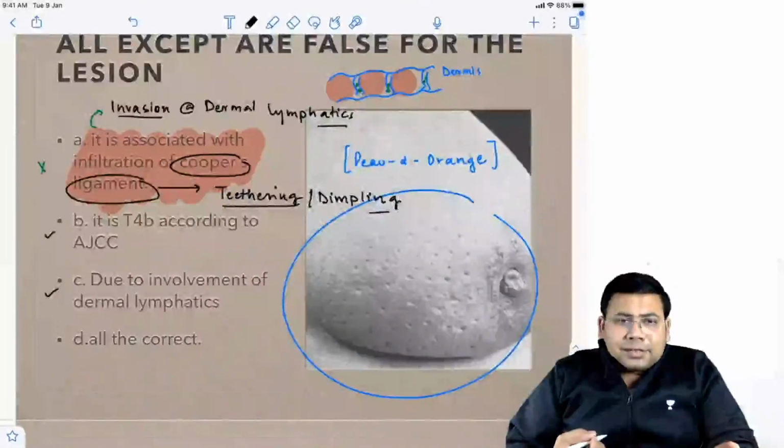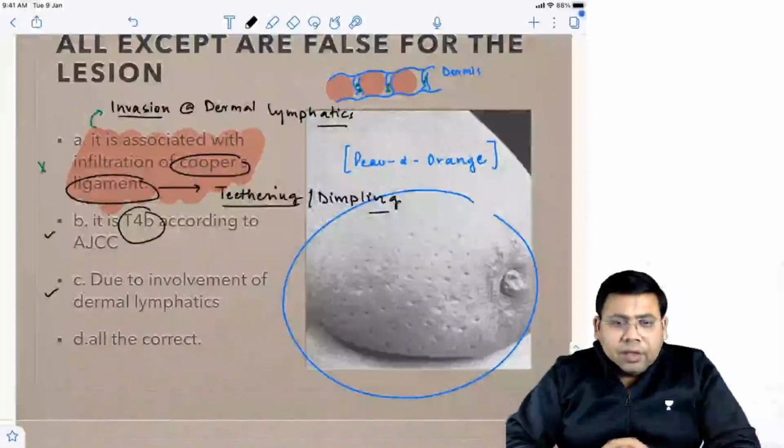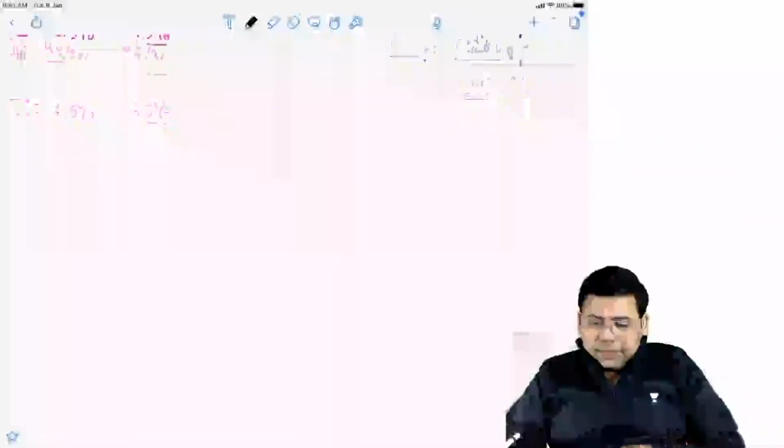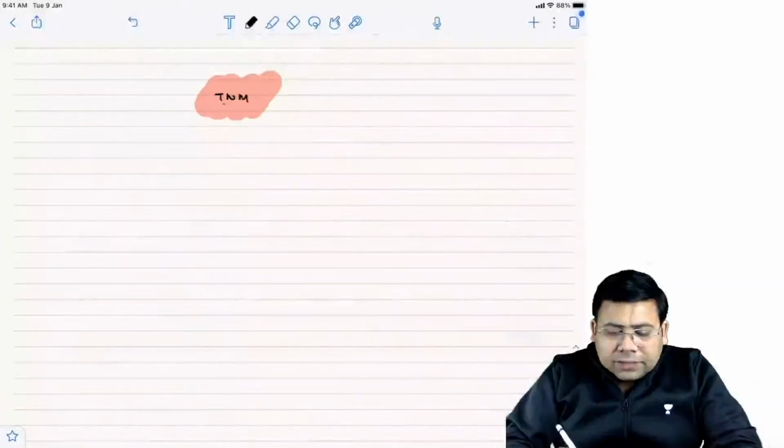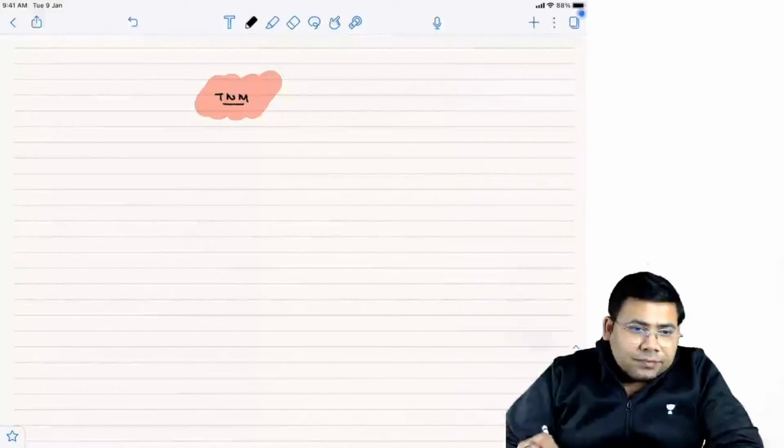Let us quickly discuss, since we are talking about T4B, the staging. Let us quickly discuss the staging of this. When we talk about the TNM of CA breast, what is T1?